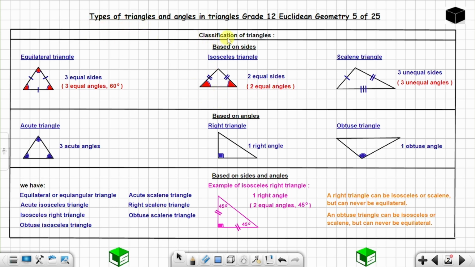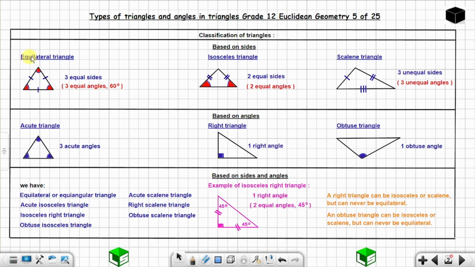Okay, classification of triangles. If we can classify the triangles based on sides, we are going to have three types. So we have equilateral triangle, isosceles triangle, and scalene triangle. Okay, this is based on sides.